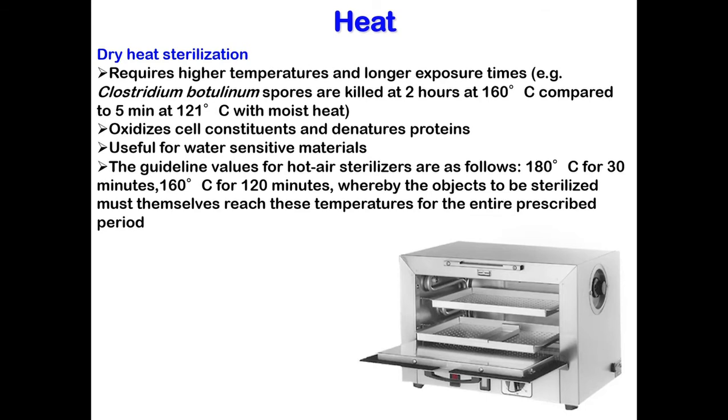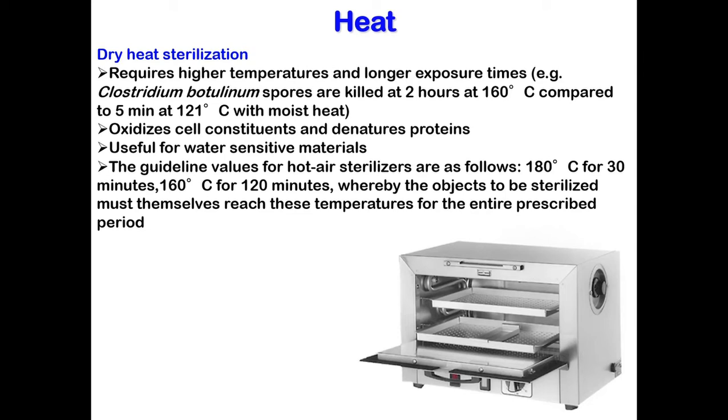So next we're going to talk about methods of heat sterilization. There are two main methods of heat sterilization: dry heat and moist heat. Dry heat is less effective than moist heat and requires higher temperatures and longer exposure times. For example, Clostridium botulinum spores are killed at 2 hours at 160 degrees compared to 5 minutes at 121 degrees with moist heat.